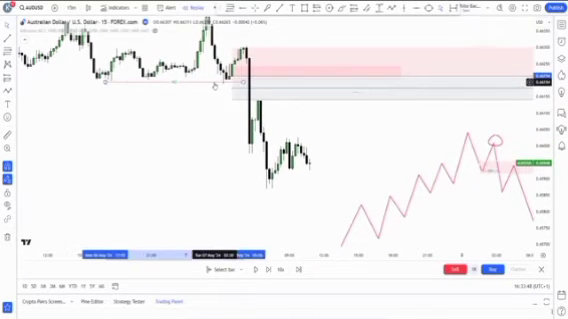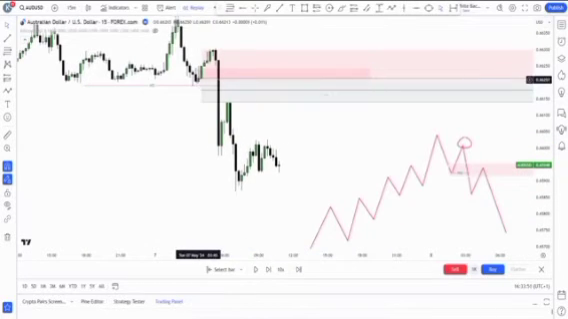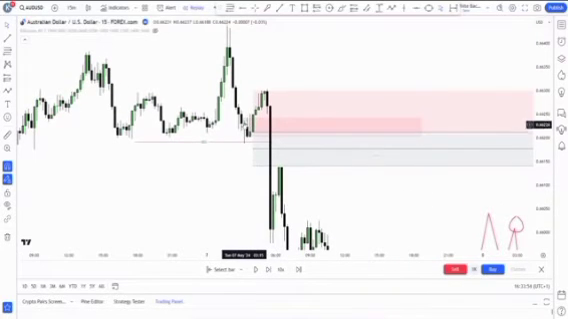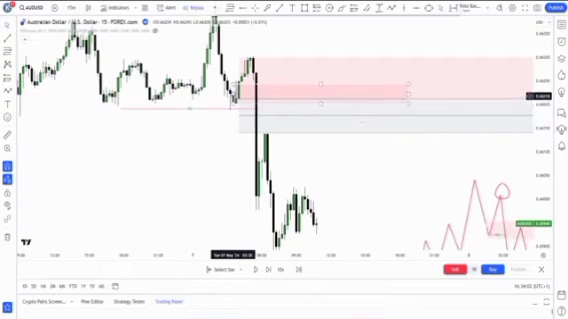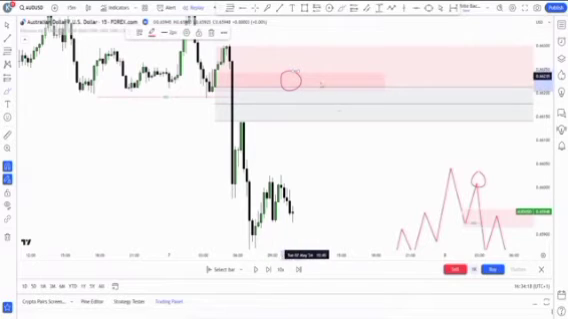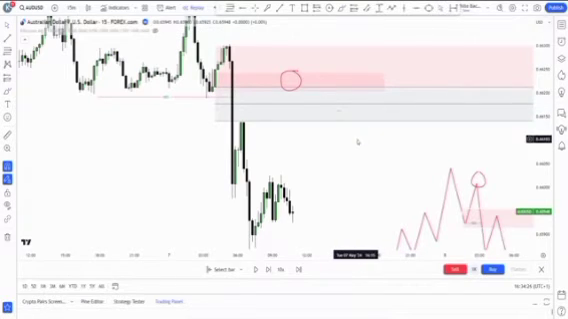So when price came back, it located this. Notice what I said: the last sell candle that price printed before doing the failure swing. So price printed this last sell candle and then it did the failure swing. Now this becomes a high possibility point of interest. So if price is going to come here, I would expect it to reject price.